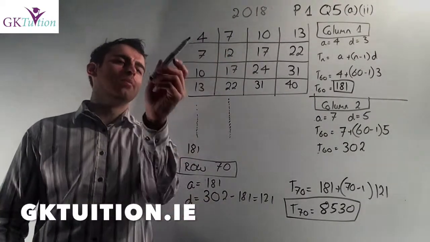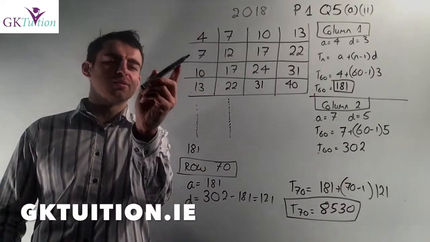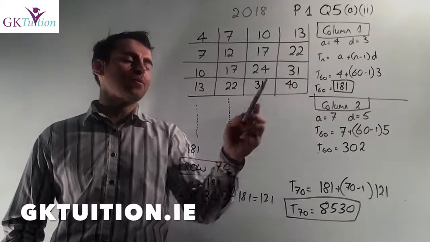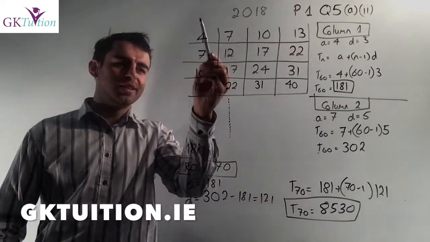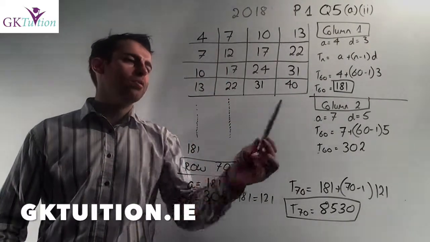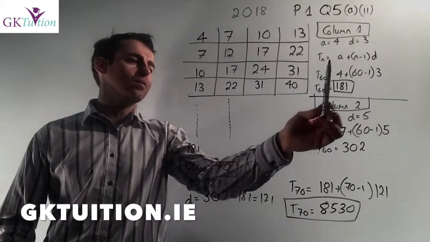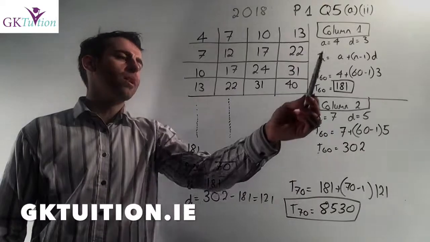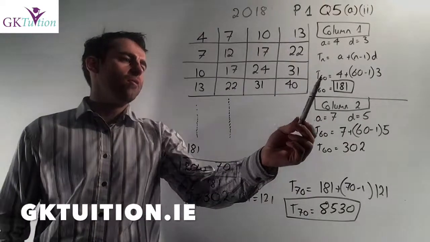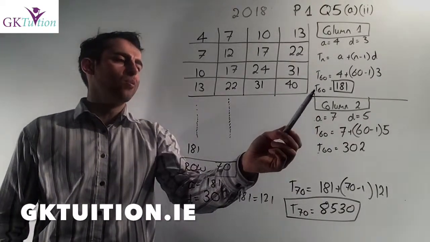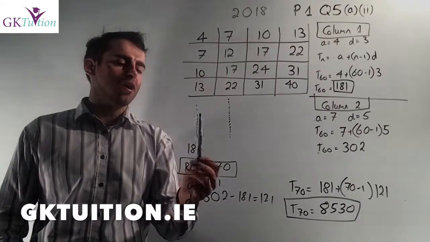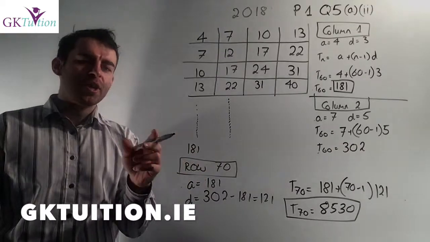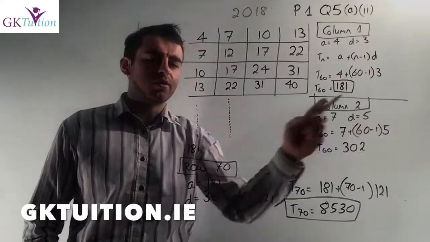If you look at the first column, the first term is 4, the next one is 7, 10, 13. So clearly, a is 4, d is equal to 3. If you want to find the 60th number in this column, you need to sub into the formula for Tn, which is Tn equals a plus (n minus 1) times d. This will allow you to find the 60th term. If you just plug in your values there, you end up with the 60th term in the first column is 181.